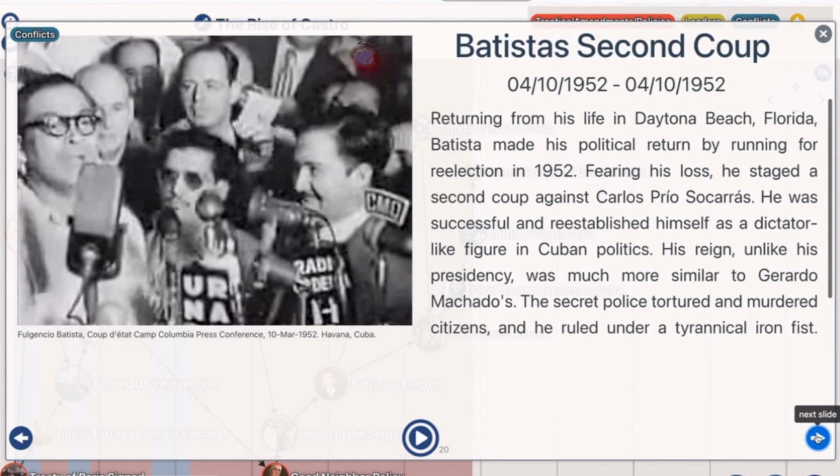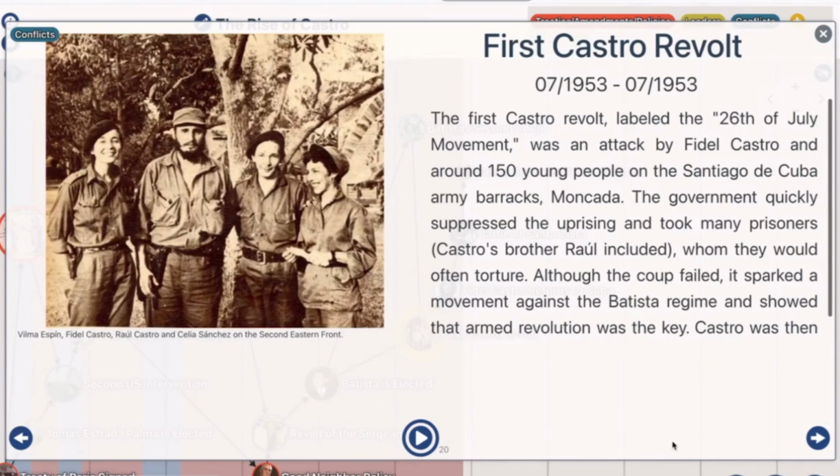His new presidency highlighted a ruling style similar to Machado's. His secret police tortured and murdered citizens, and he ruled under a tyrannical iron fist. Further, Batista heavily advocated for US-based tourism by promoting casinos and Cuban beaches. Against Batista's government, Fidel Castro and around 150 young people attacked the Santiago de Cuba army barracks. Ultimately unsuccessful, Fidel and his brother were exiled to Mexico.